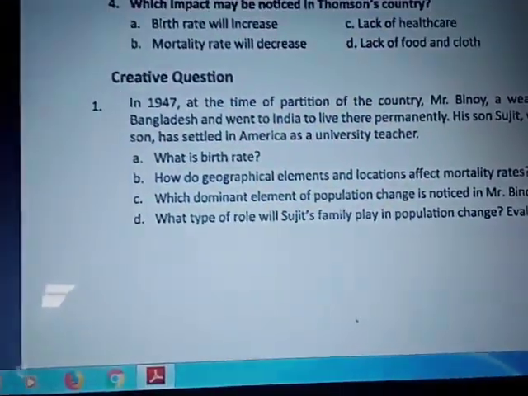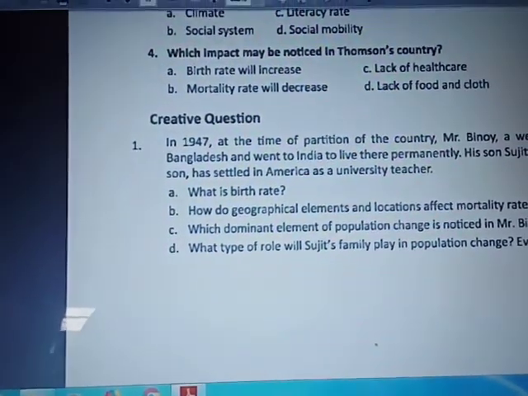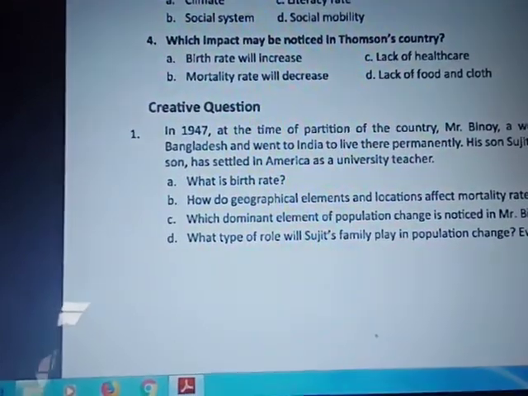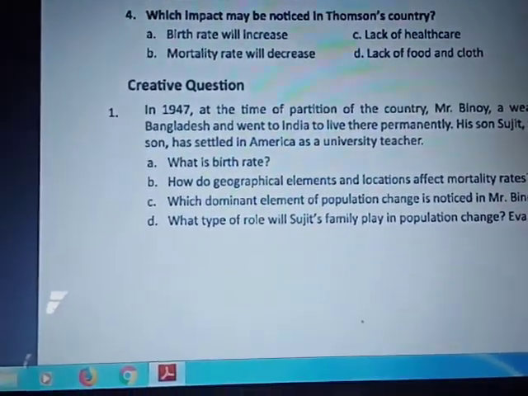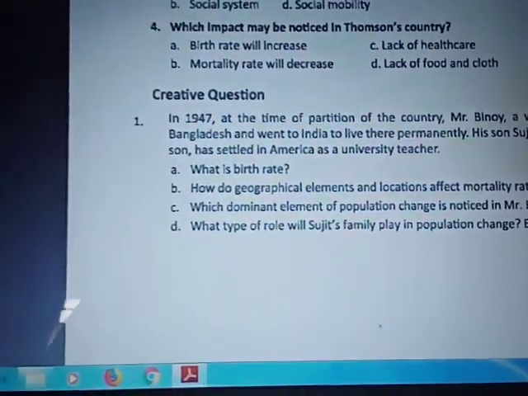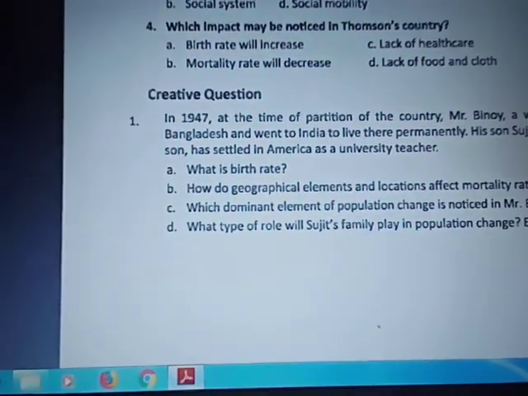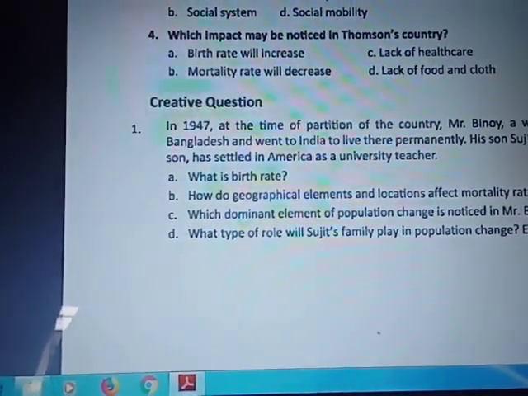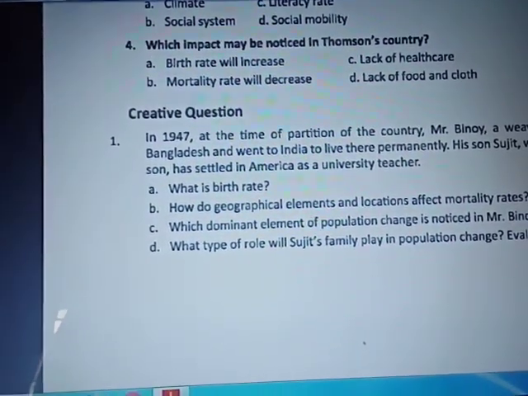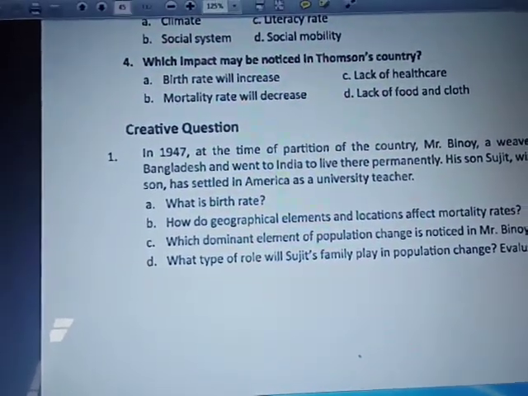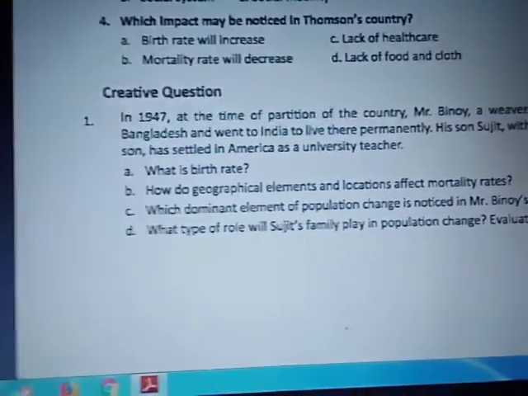Number C. Which dominant element of population change is noticed in Mr. Binoy's case? In the extract, we notice that Mr. Binoy went to India to live there permanently, and his son also went to America to settle there. Migration can be found in his situation. Migration can take place in two ways: one is internal migration, and another is international migration. When people go abroad to another country, it is called international migration. On the other hand, internal migration takes place within the country, and Binoy and his son belong to international migration. Migration can happen because of many reasons: higher education, overseas business, marriage, natural calamities, and birth.